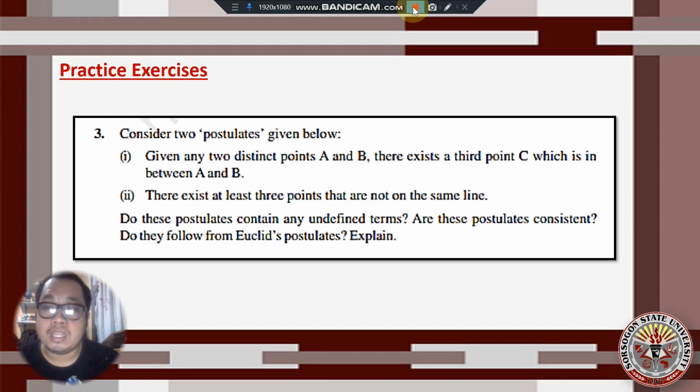And for number 3, consider 2 postulates given below. The first postulate states that given any 2 distinct points A and B, there exists a third point C which is in between A and B. Then the second postulate states that there exist at least 3 points that are not on the same line. Now, here are the questions to be answered. Do these postulates contain any undefined terms? Are these postulates consistent? Do they follow from Euclid's postulates? Then explain why.